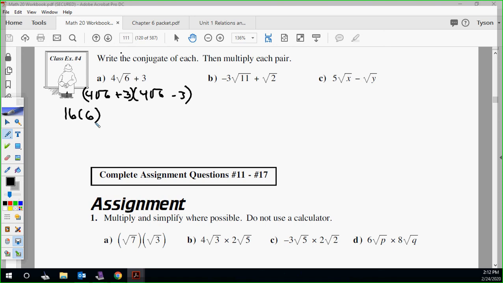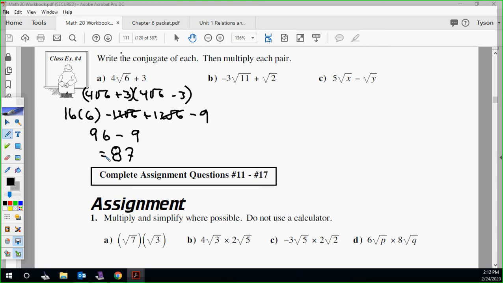So 4 times, that's negative 12 root 6 plus 12 root 6 minus 9. So then these go away. 16 times 6 is your 96. Minus 9 is your 87. Okay? So let's try this one.